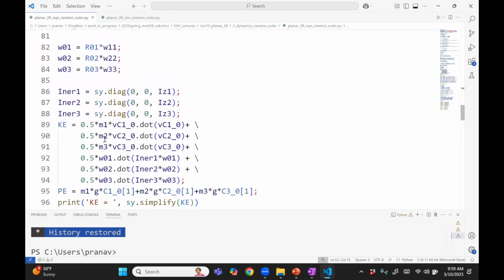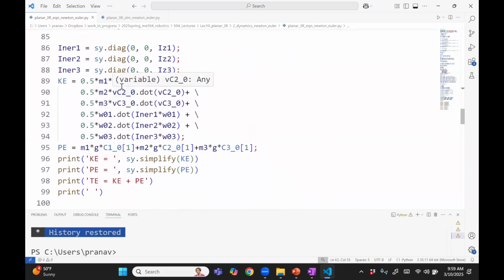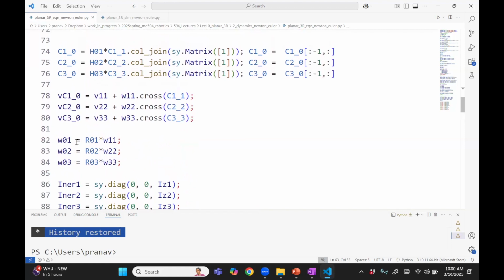The key part about the energy is that you need the velocity of the center of mass in frame 0, and you need the angular velocity in frame 0, or the world frame. And then you need the position of the center of mass in frame 0. So all that comes here. So angular velocity in frame 0 is R01 times local. This is something which you did in your homework too.